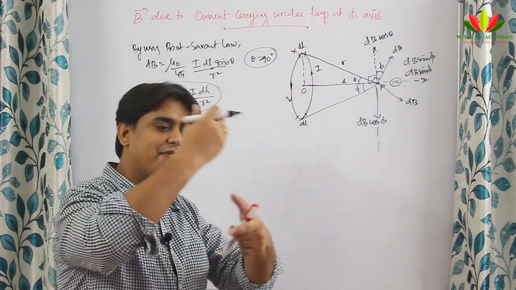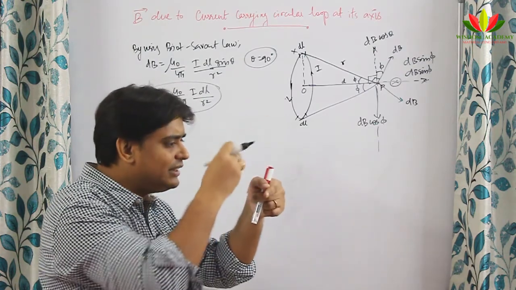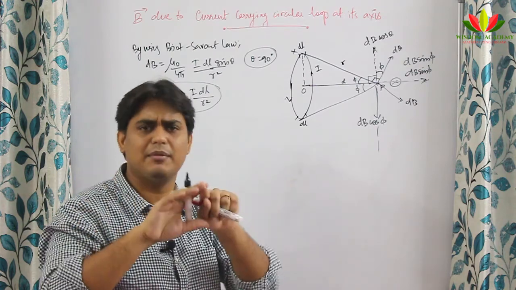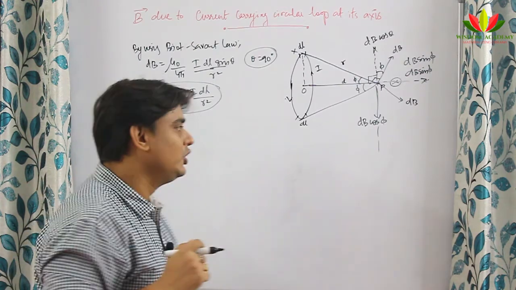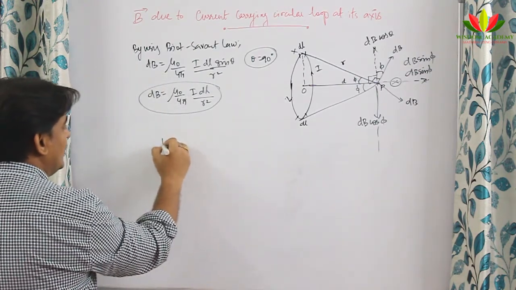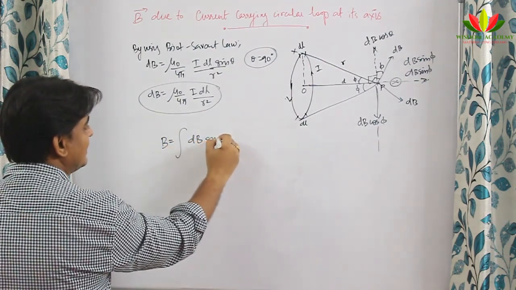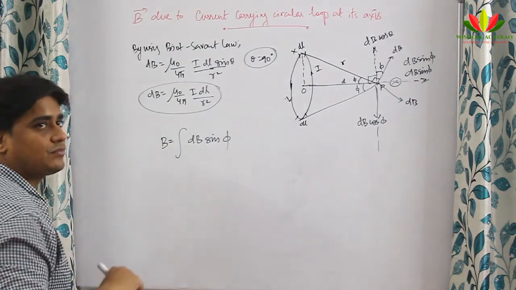Like that, we will have an infinite number of elements, and all these infinite elements will produce one dB sin phi each: dB sin phi, dB sin phi, dB sin phi. There are numerous dB sin phi. So, the net magnetic field will be equal to the integration of this dB sin phi.